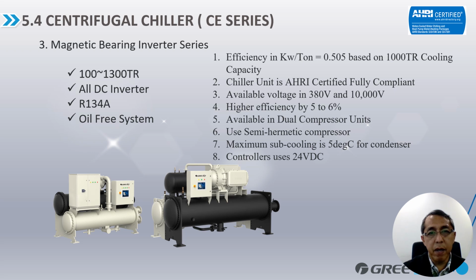Higher efficiency is about 5 to 6% improvement. Available in dual compressor units, and it uses a semi-hermetic compressor. Maximum subcooling is 5 degrees C for the condenser, and the controller uses 24-volt DC.